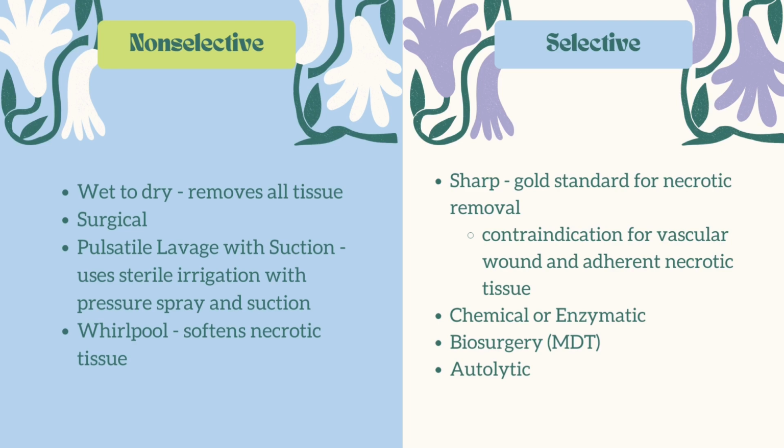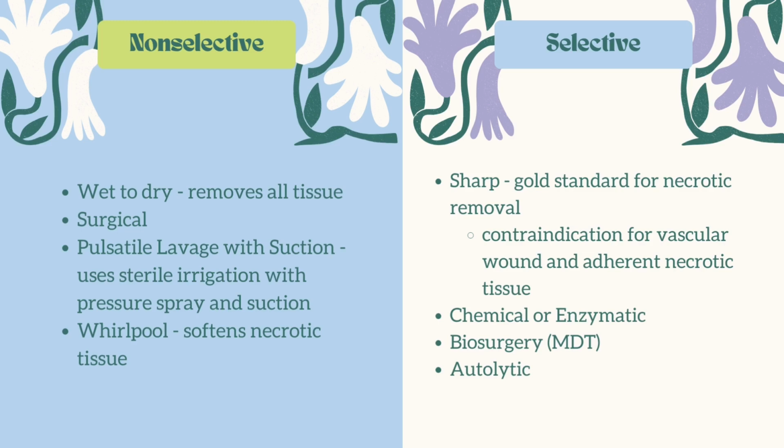Next, we're going to be going over selective debridement. Sharp debridement is considered the gold standard for necrotic tissue removal, but it is contraindicated for vascular wounds and adhered necrotic tissue. This type of debridement spares all healthy tissues. In this method, the practitioner only removes dead, devitalized, hanging tissue and does not probe or cut into tissue to reach bleeding tissue. This is why adhered necrotic tissue is a contraindication because it is adhered to that healthy tissue.